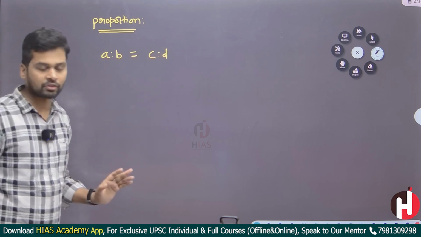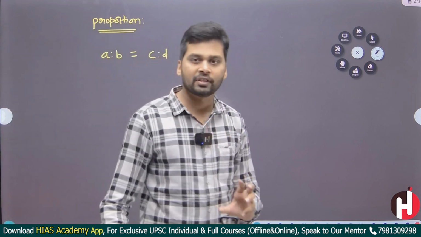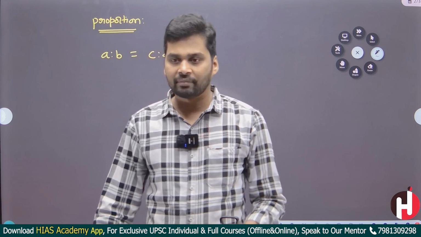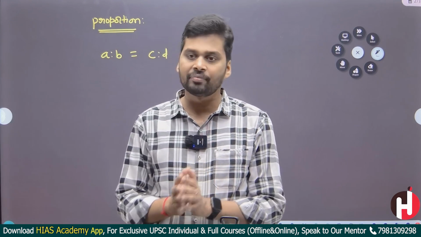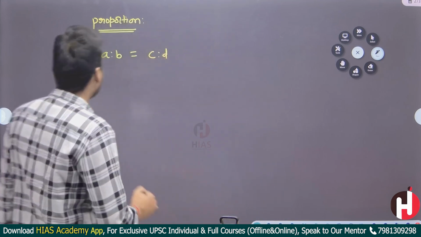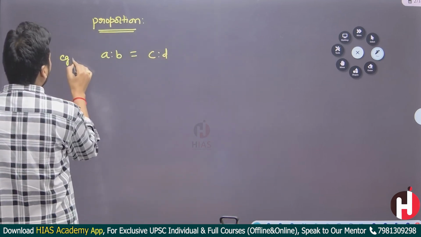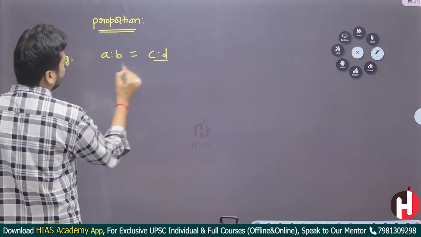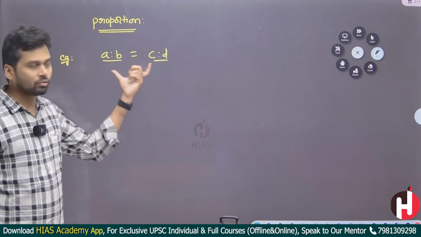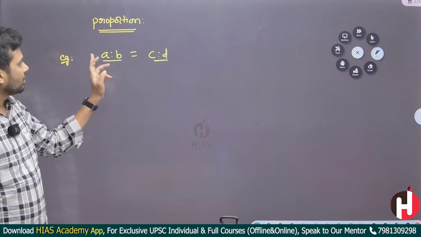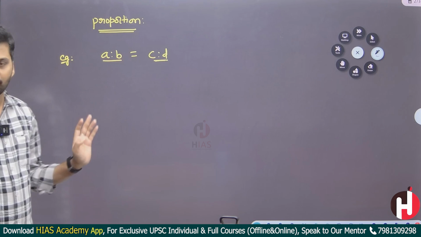A, B, C, D are in proportion. In simple language, proportion is nothing but what? Proportion is nothing but equality of ratios. If ratios are equal, then we say that the terms are in proportion. For example, A is to B is one ratio, C is to D is another ratio. If we equate these 2 ratios, then we can say that A, B, C, D are in proportion.